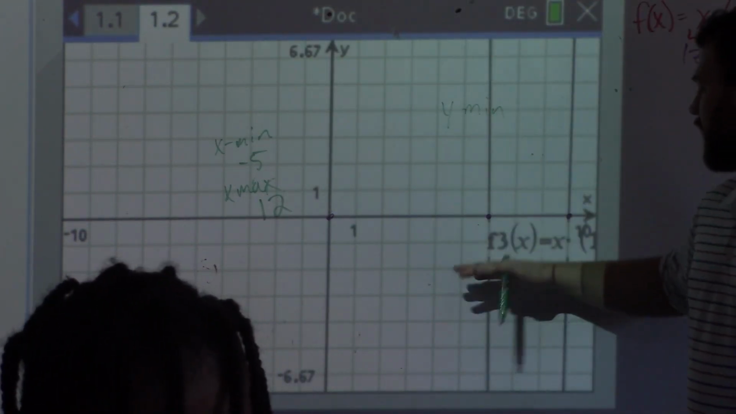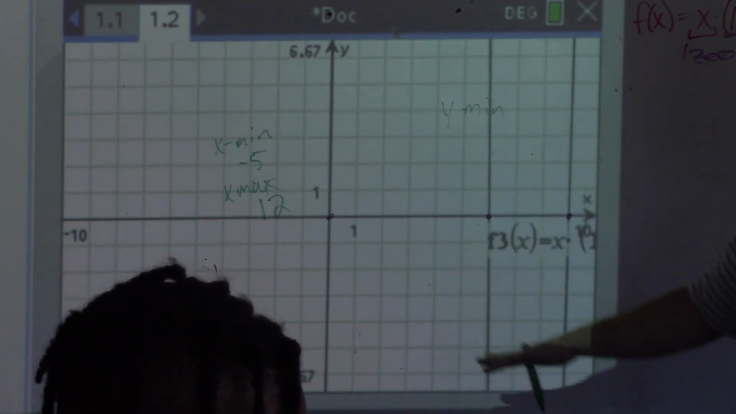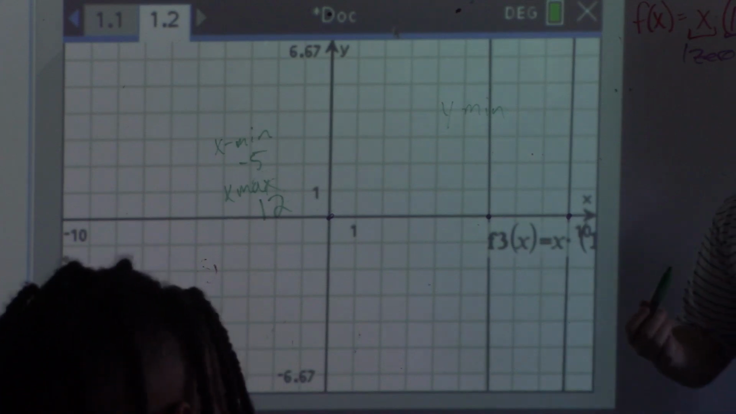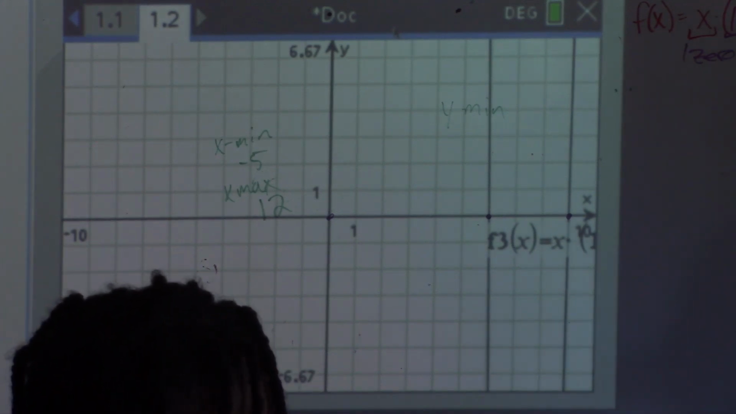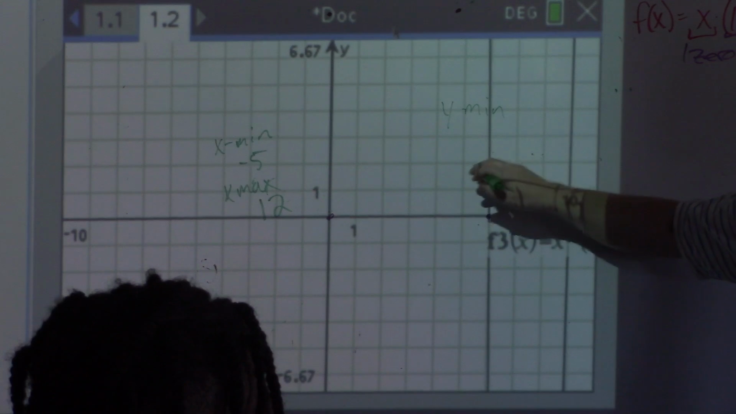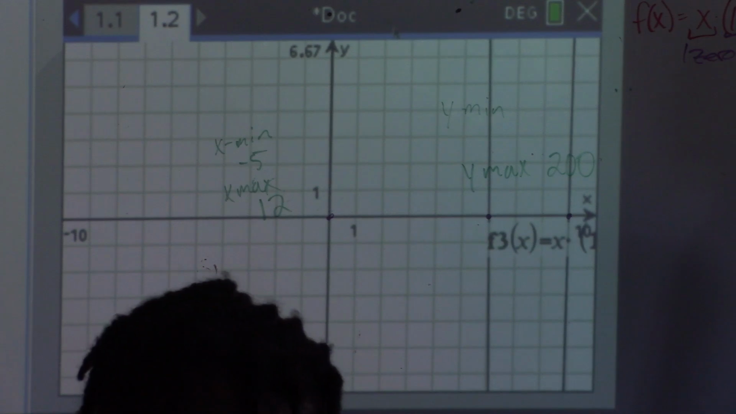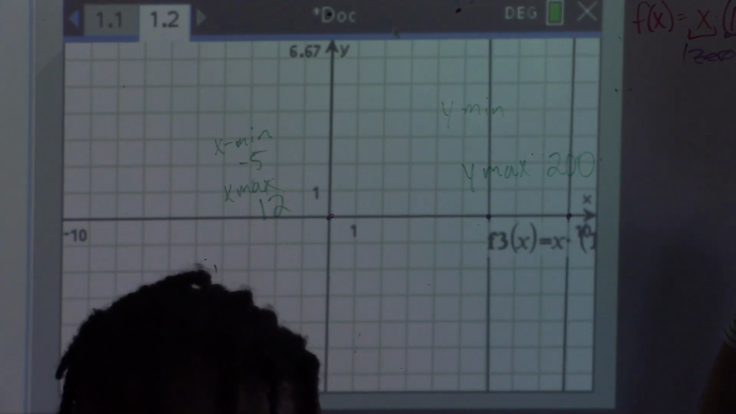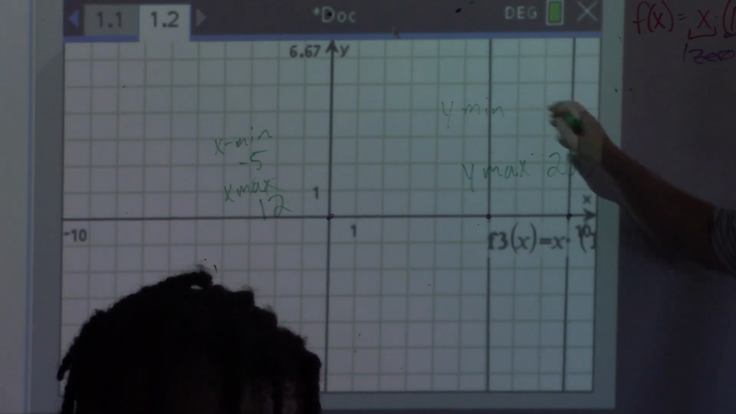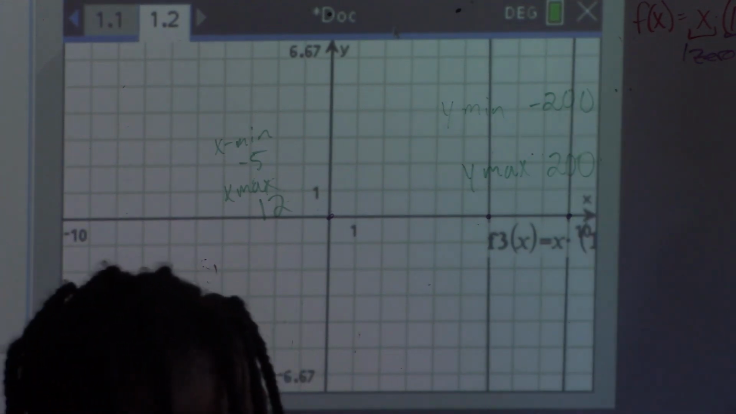Now, we very clearly cannot see a lot here, can we? No. So I'm going to change my y minimum and y maximum by a lot. What do you think a good y minimum and y maximum would be? 200. So y maximum or minimum? Max. So y max of 200. All right. What about y minimum then? Negative 200. Okay. So let's try that for our Windows settings.